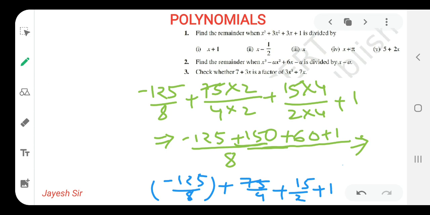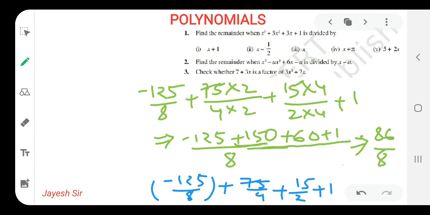So minus 125 plus 150 gives 25. 25 plus 60 is 85, and 85 plus 1 is 86. By 8, we are getting 86 as our remainder. I hope you all are able to understand it properly and your concept is cleared.